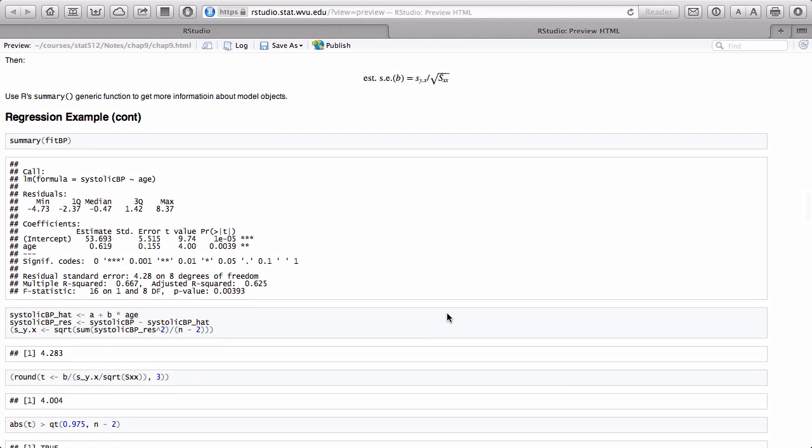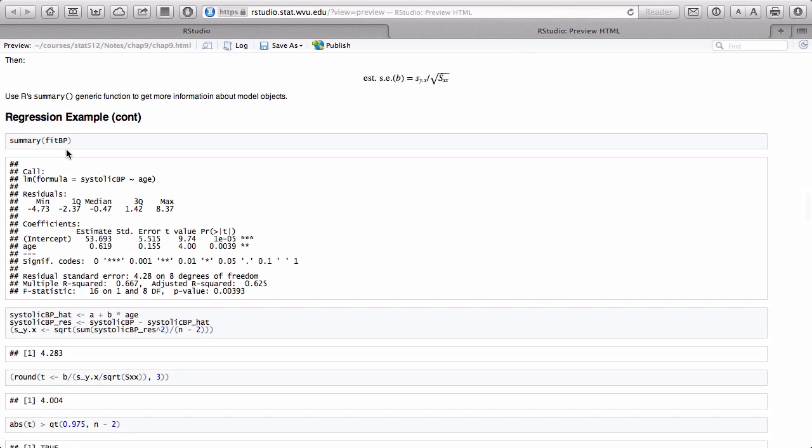Now, it turns out, we can certainly do those by hand, but if you say summary of the object, so if I say summary of fitBP, so fitBP is the model object that I created using the lm function. If I say summary of it, it gives lots of stuff. It gives the formula, but it gives a lot more than just the coefficients. The default print method for the object itself only gave the model and the coefficients.